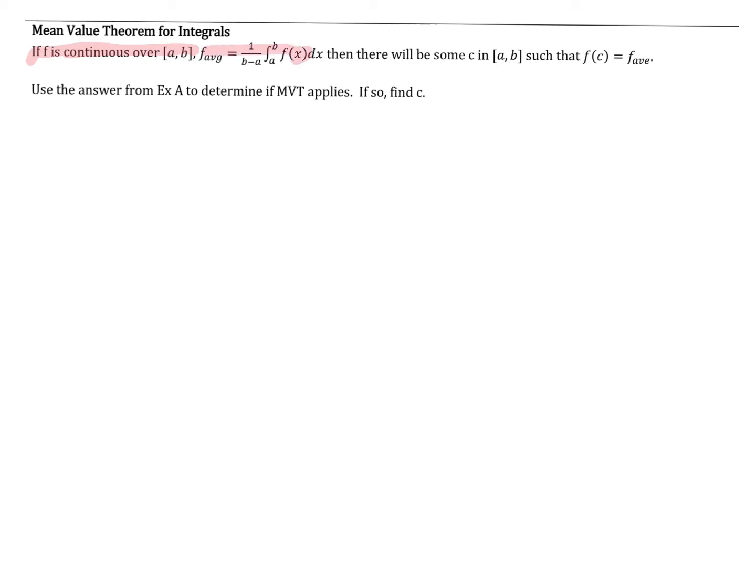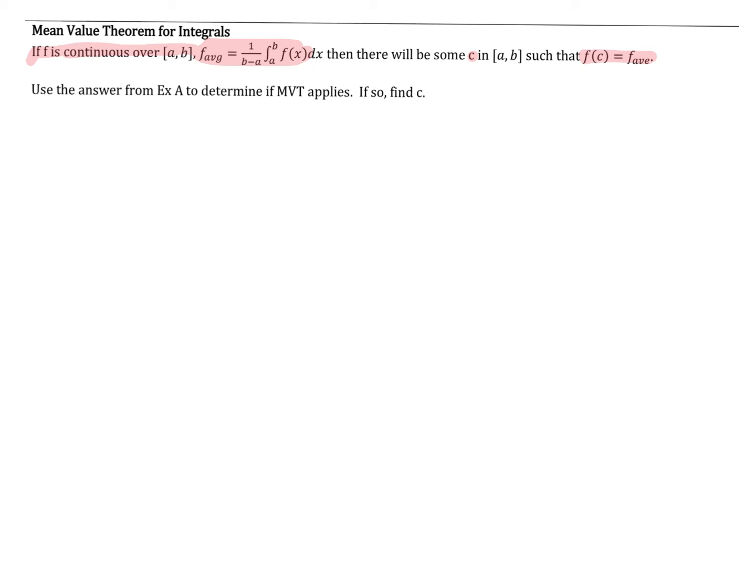and here's the average value formula again. If we have a continuous function, which would mean this would be our average value, then there must be some value, c, such that f of c is equal to f average. Meaning, at some point, if we're talking about a continuous function, the function value has to be equal to the average value. So let's look back at the example that we just looked at.